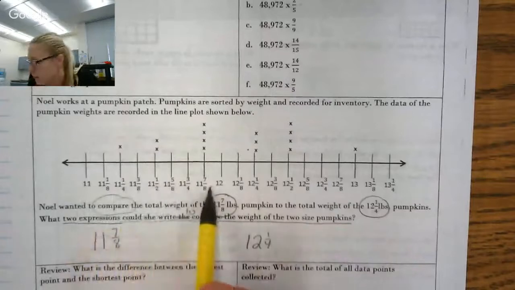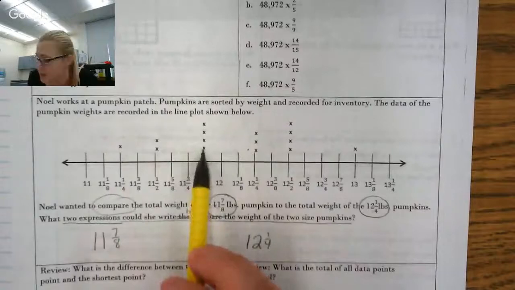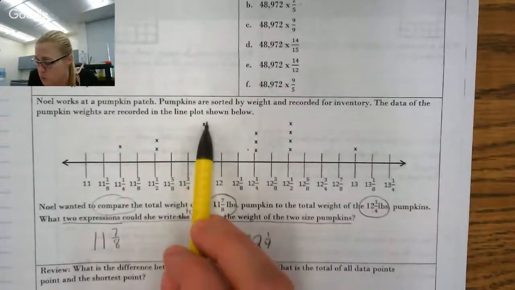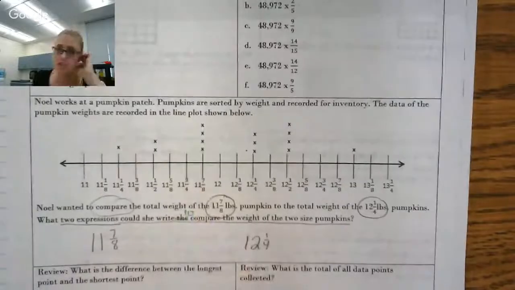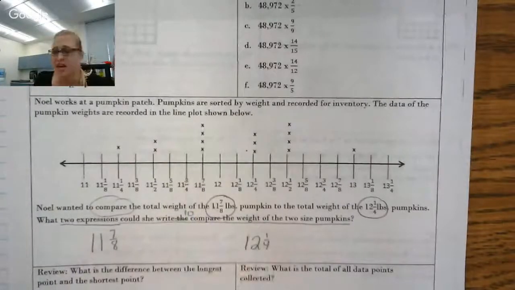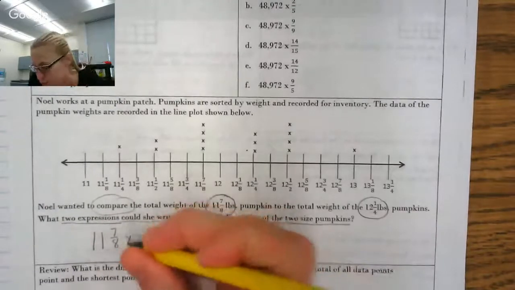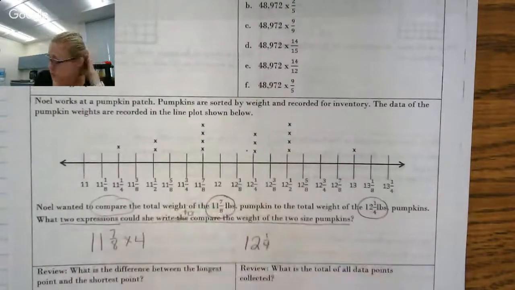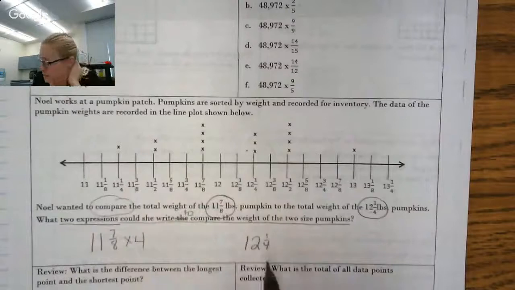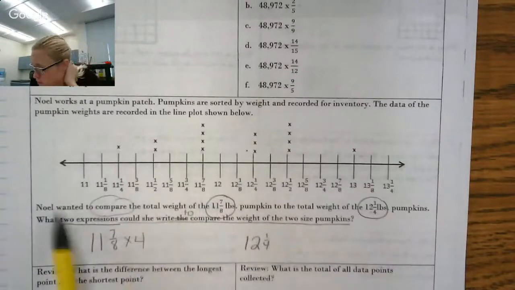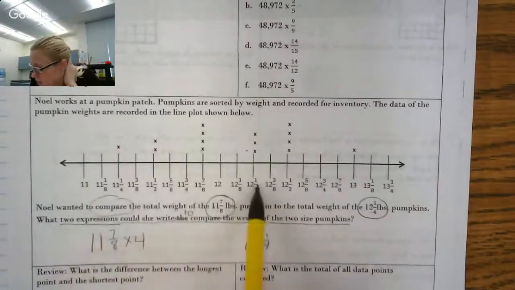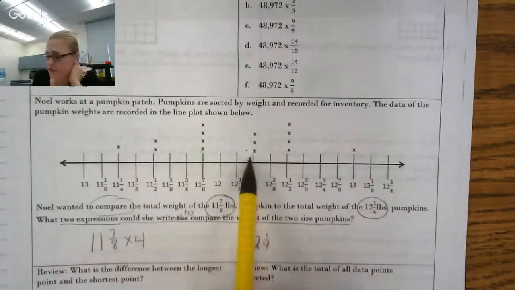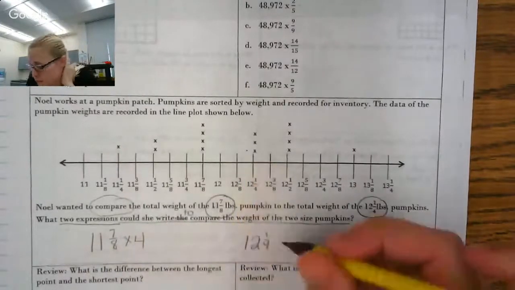Oh, there it is. So if I want to find the total weight of 11 7/8, I'm going to look here at my frequency, and I can see that she had 1, 2, 3, 4 pumpkins that weighed 11 7/8. So I could do 11 7/8 and do repeat addition and add that 4 times, or instead I could multiply by 4. So that's one expression that she would write to compare. She would find the total of that. The other expression is she would go to 12 1/4, and then count the frequency of how many pumpkins she had for that. So she had 1, 2, 3 pumpkins for that.